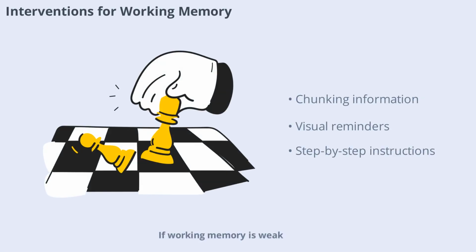If working memory is weak, therapists may teach strategies like chunking information, using visual reminders, and giving step-by-step instructions. Chunking breaks information into smaller, manageable parts. Visual reminders help students remember steps, and clear instructions make tasks easier to follow. These strategies support students in holding and processing information more effectively.